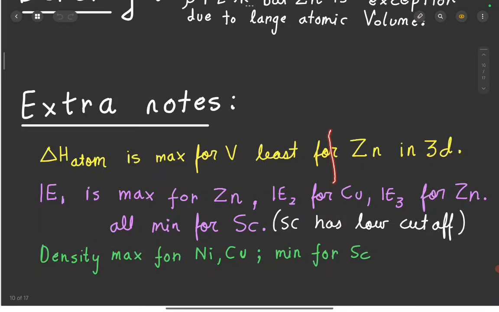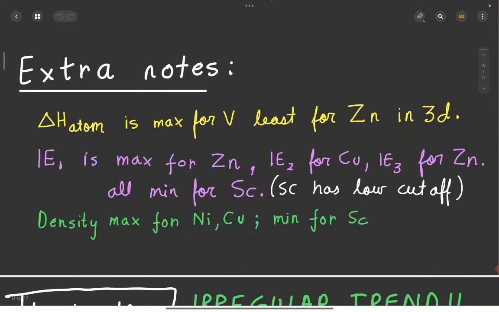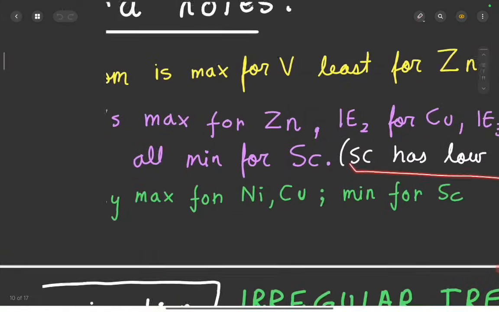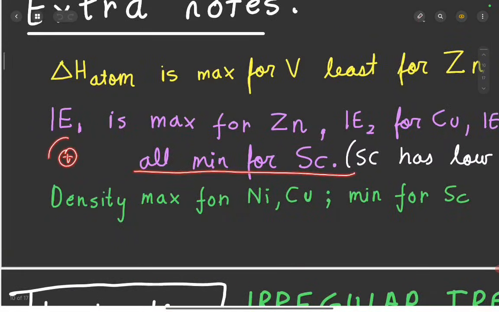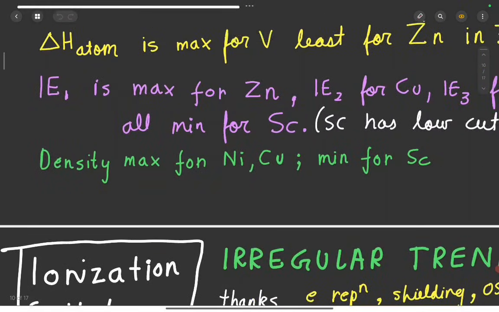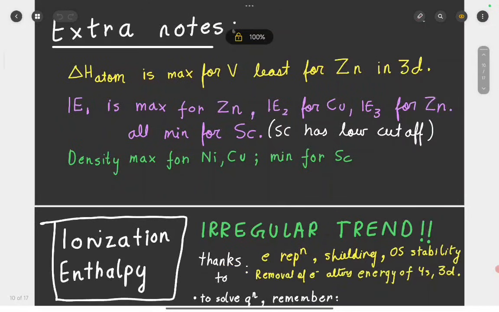This is quite understandable, honestly. And all of these are minimum for Sc. Again, useful, you can use that cutoff fact. SC has the lowest cutoff. So ionization enthalpy, in order to take out this electron, you need to provide the least energy because this electron has a reservation. And density is maximum for nickel and copper, and it is minimum for Sc. You know how to remember that.